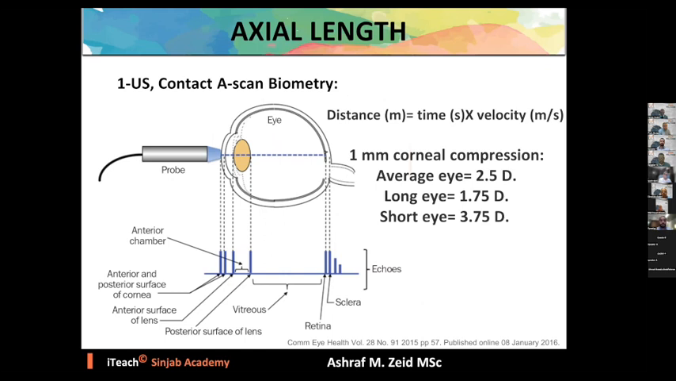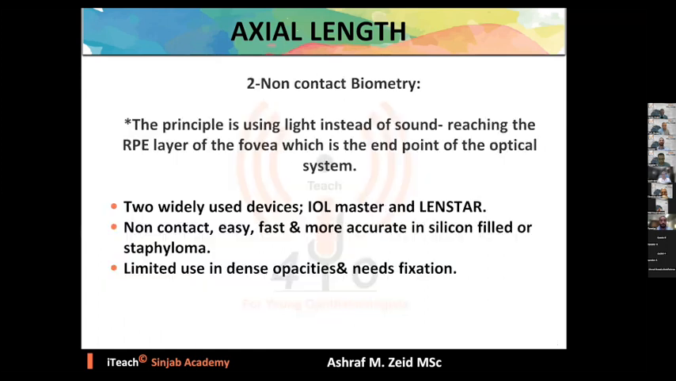The second thing is the axial length. I'm going to speak about two main groups here: the ultrasound, which is the contact A-scan biometry, in which distance equals time by velocity. Here we can see that this goes for the A-scan and the B-scan. With the probe, when you see the echoes of the ultrasound waves, the first one is the anterior corneal surface, the second one the posterior, and then the anterior lens surface and posterior lens surface, and then the retina, sclera and choroid. A 1 millimeter compression in this method results in an error of 2.5 in an average eye, 1.75 in long eyes, and 3.75 in short eyes. And then the non-contact biometry.